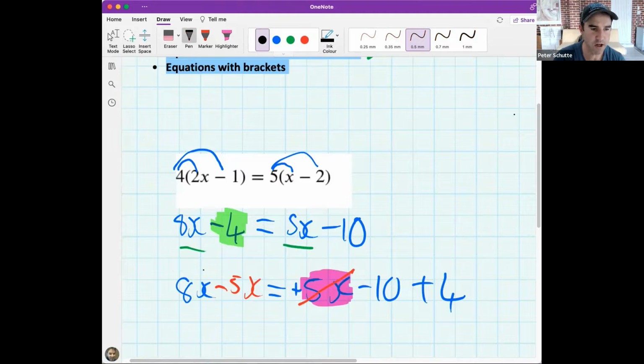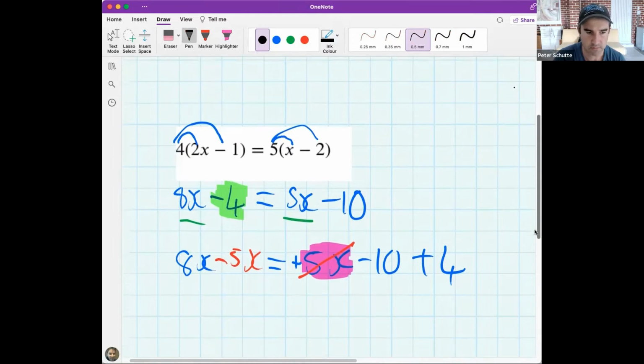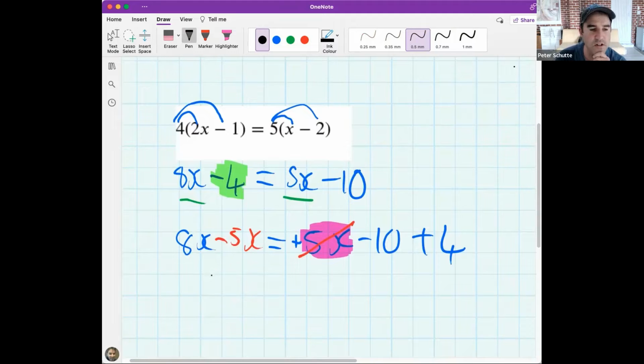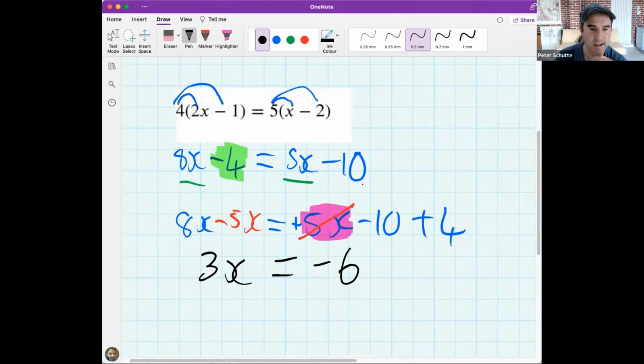Now, finish it off with me. Add my like terms together. 8x minus 5x is what? 8x minus 5x is 3x. Perfect. And then on this side, we've got minus 10 plus 4. Which should be minus 6. Okay, we're almost there. In order to solve an equation, we have to isolate the variable. We have to get the x lonely by itself. The problem is the 3 is still there. Can you tell me what you would do to get the x by itself?